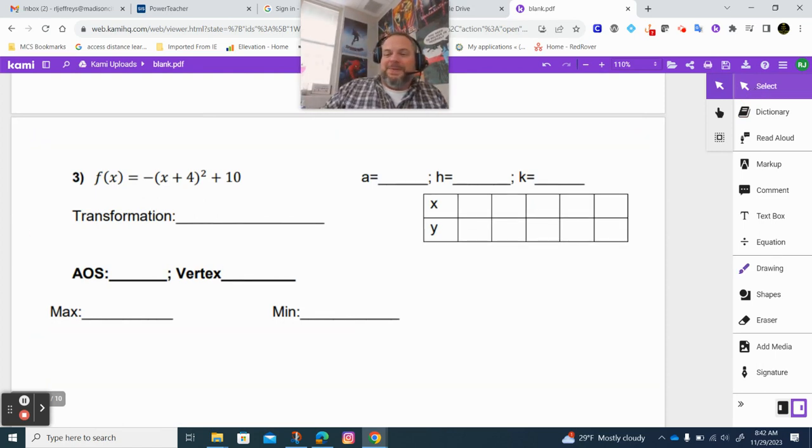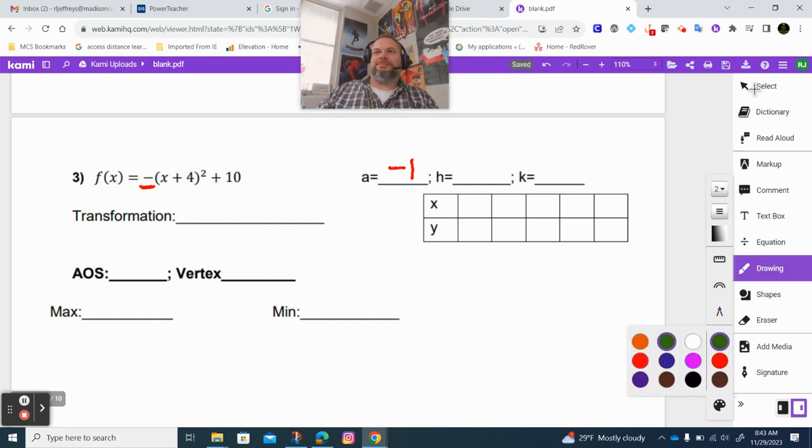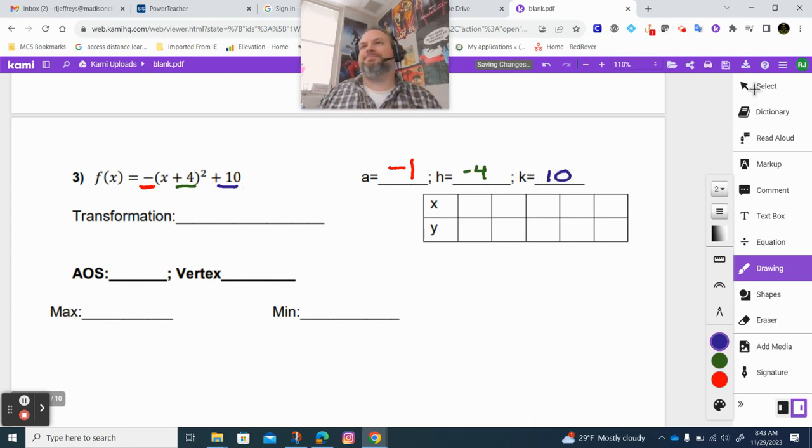Okay, so shh. Number 3. All right, AH and K. What is A? What is this number in between here? -1. Our H should be -4, and our K should be 10. All right, so we finally have a negative.